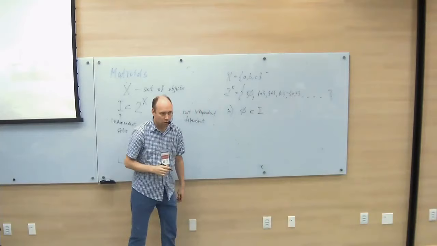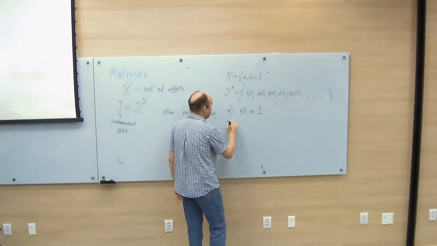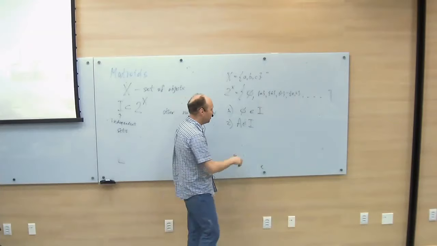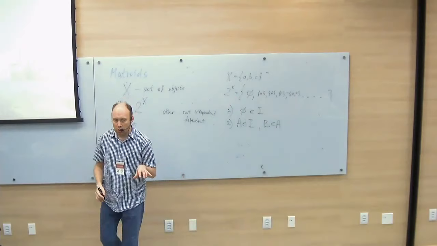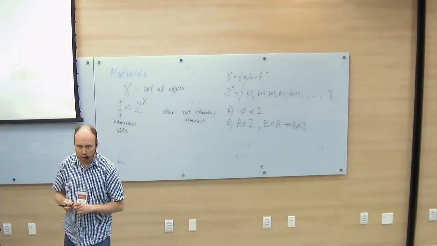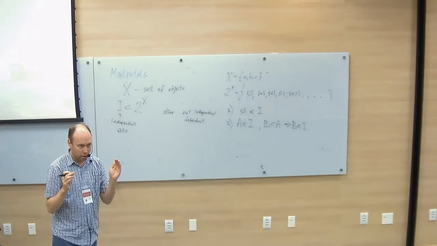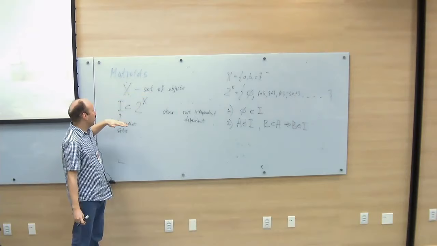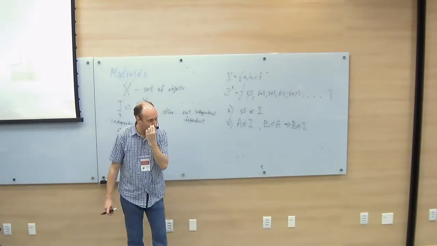The second property is that if some set is independent and we take its subset, then the subset is also independent. This property is sometimes called inheritance, so that a smaller set inherits the property of independence from the larger set. And the collection of a set of objects and the collection of independent sets that satisfies these two axioms is called an inheritance system, a system with inheritance.